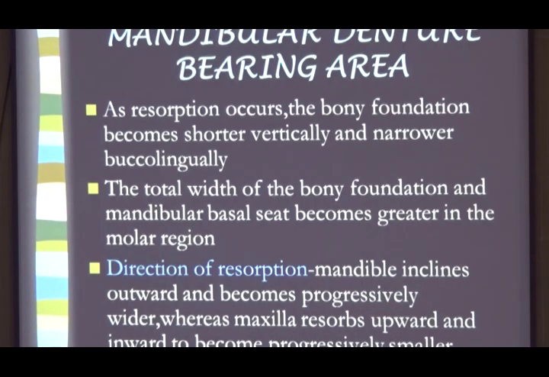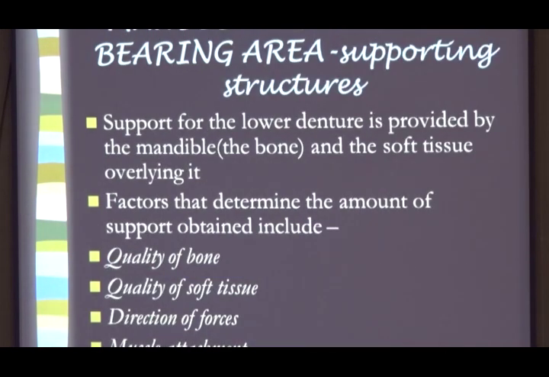So as resorption occurs, what happens? Your maxilla becomes smaller and smaller, whereas mandible gets widened posteriorly so that you get almost like a class 3 kind of appearance, prognathic. So decide on an area for support. You have to know the quality of the bone, quality of the soft tissue, direction of forces and muscle attachment. These two we are adding up when you are talking about mandible.